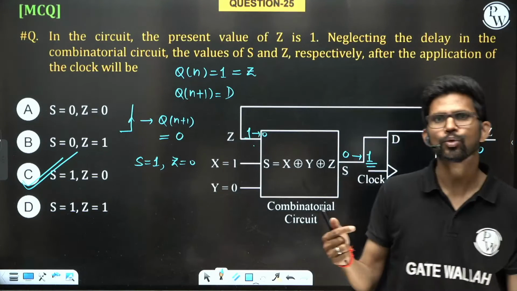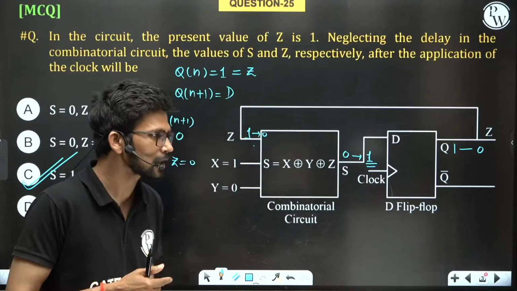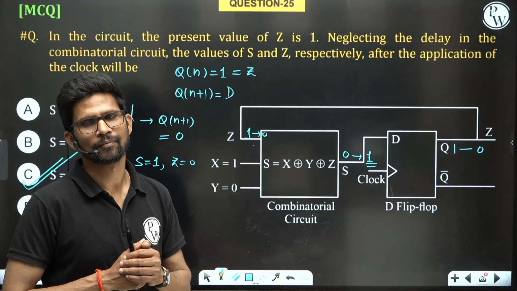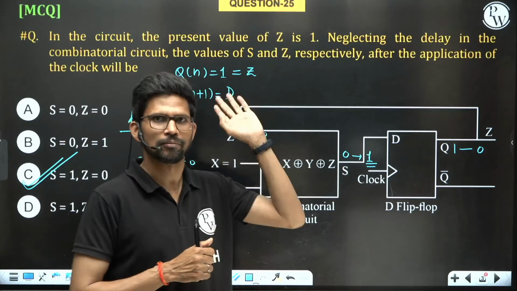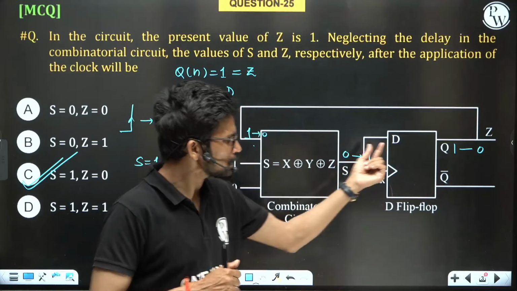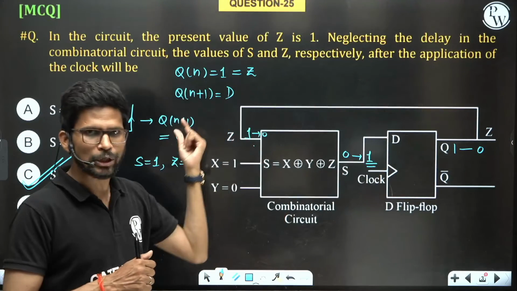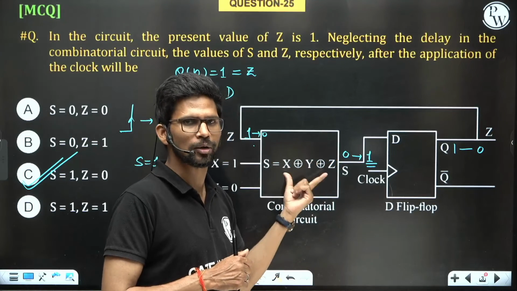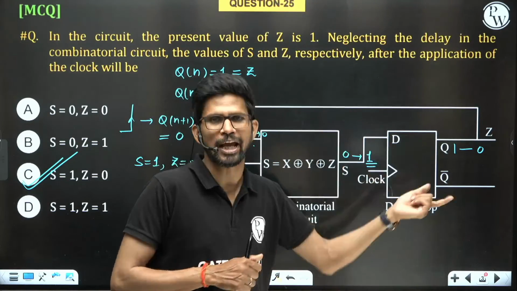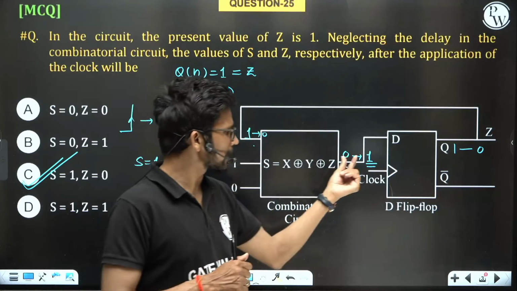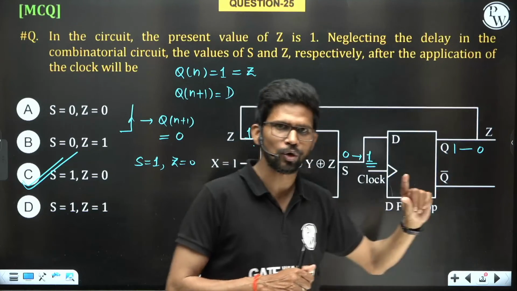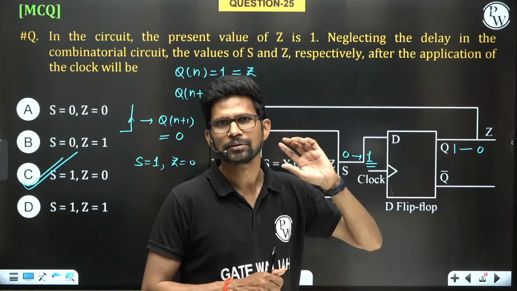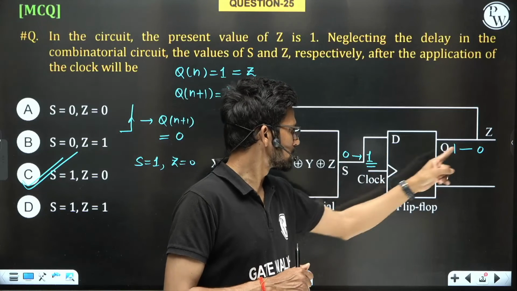Here, in a hurry, you can make a mistake by taking Z to be 0 and S to be 0. Just in a hurry, because as soon as Z goes 0, it will change the output of this XOR gate, this XOR combination X XOR Y XOR 0, and S will change. Now S will rest at 1 and Z will rest at 0 until you apply a clock and change the D input from this 0 value to 1.